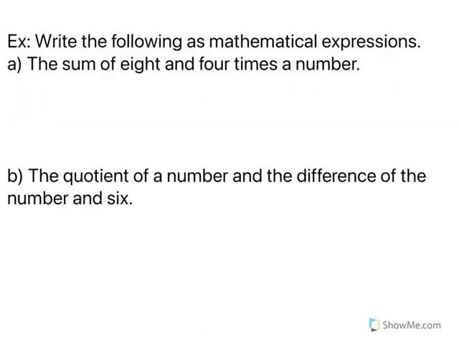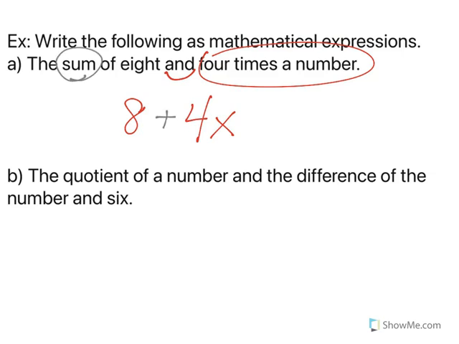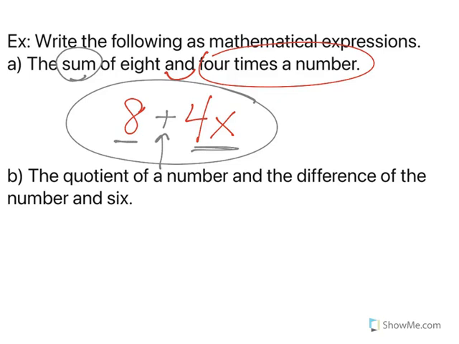We're going to write the following as mathematical expressions. Okay, the sum of 8 and 4, oh, let's back up. Let's read the whole thing first. I get excited. The sum of 8 and 4 times a number. Okay, so and is kind of the splitting, right? So we have 8 and 4 times a number. So 4 times a number. Sum tells us to add. So the sum of 8 and 4 times a number.